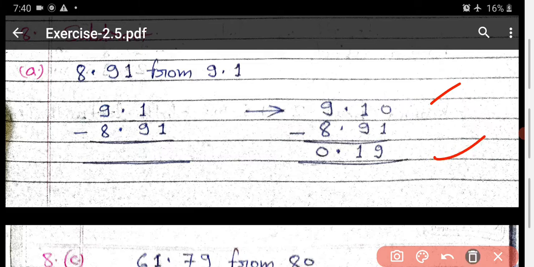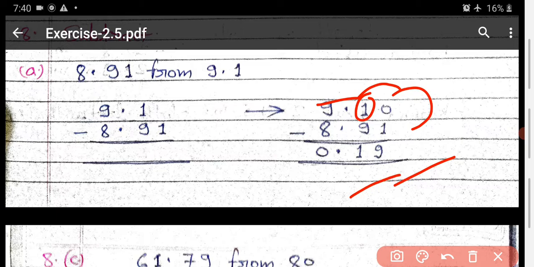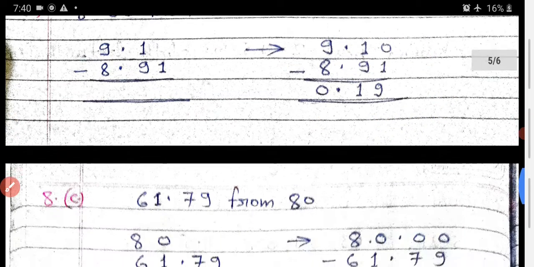Now just minus. 0 minus 1 not possible. Take 1 carry, it becomes 10. 10 minus 1 becomes 9. Here remains 0. Then 0 minus 9 not possible. Take again 1 carry, it becomes 10. 10 minus 9 becomes 1. Here it becomes 8. 8 minus 8 is 0. So your answer is 0.91. When you subtract you will get 0.91. It is your final answer.